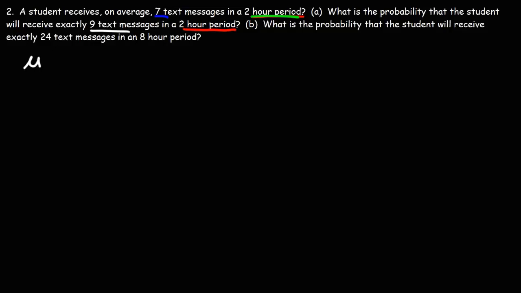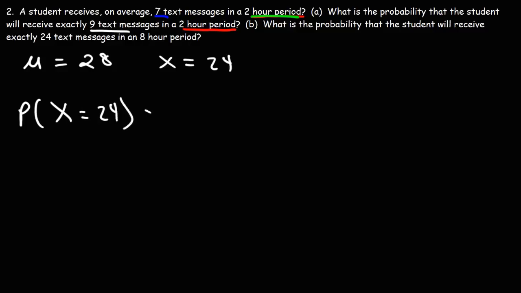Now let's rewrite what we know. So mu, we could see that it's 28, and x has to be 24. We want to calculate the probability that the student will receive exactly 24 text messages in this 8-hour period. So x is 24. So we're going to use this formula. P of x equals 24.